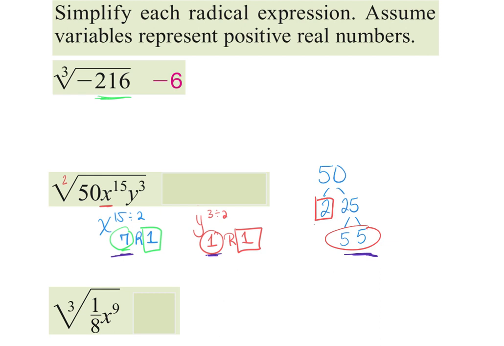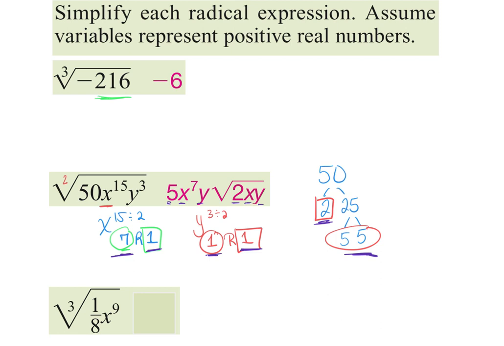What has stayed in is a 2, an x to the 1st power, and a y to the 1st power. And if you look at your answer, that's what we have. We have a 5. We have an x to the 7th and a y to the 1st power. On the inside, we have a 2, x to the 1, y to the 1. Okay? So that's how we're going to simplify these when they don't simplify perfectly.